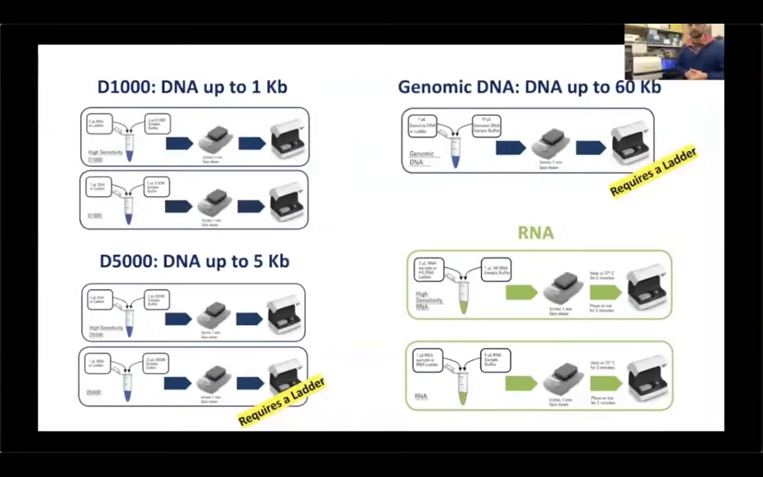On the bottom is the RNA application. It doesn't require a ladder, and it's still available in high sensitivity and regular sensitivity. We're going to see that. This gives us information about the integrity of the RNA. It's really important: whenever you're extracting RNA, you can check the quality of your extracted total RNA, and that will determine what type of library preparation you can perform, as you saw yesterday in class.